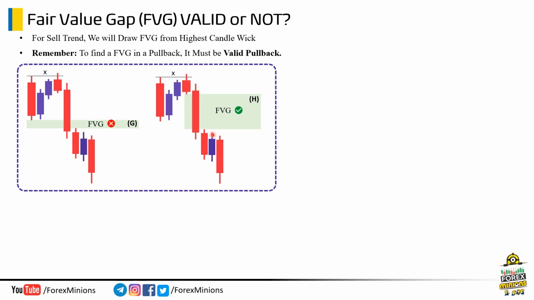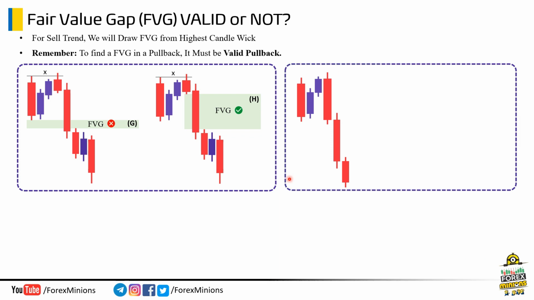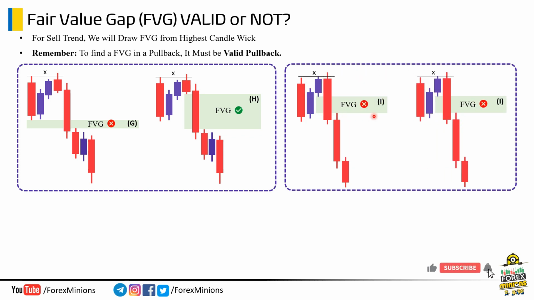Now, let's check these samples. If we talk about this I sample, is it valid or not? No, this is not valid, because as per our rules, this marked zone is not selected from the highest candle. Notice that? Well, if we select this diagram again and you ask me which one is the valid zone, then you need to notice this zone, which is marked from this highest candle's wick. This K zone is a valid fair value gap zone as per our rules.